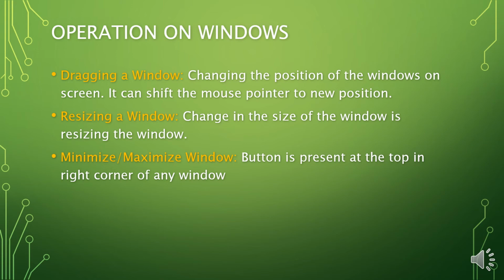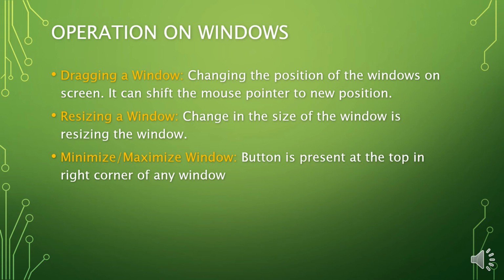To drag a window, select a window by clicking the mouse. Keep the left button of the mouse pressed with the mouse pointer, that is the left pointer, on the title bar of the window. Move the mouse pointer to the new position. You will find that the window is shifted to the new position.